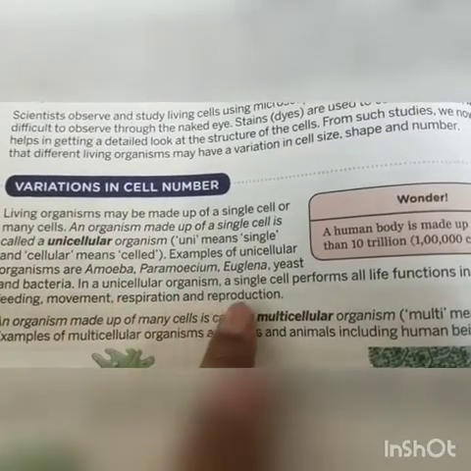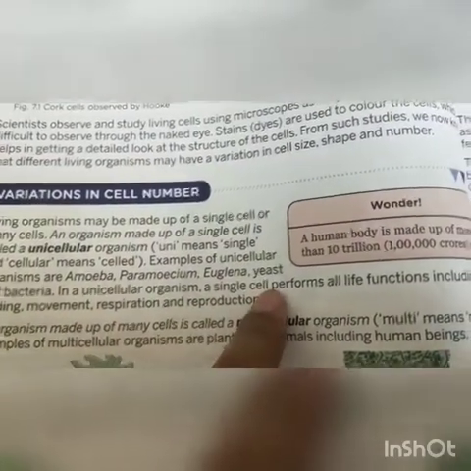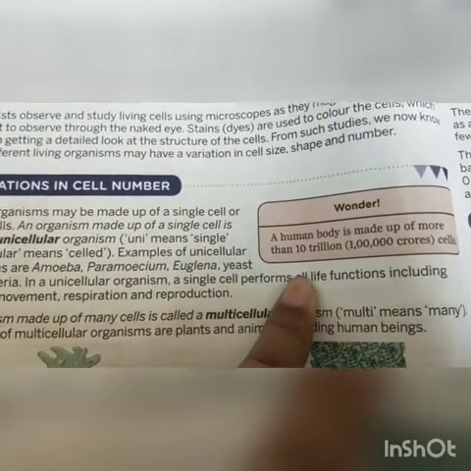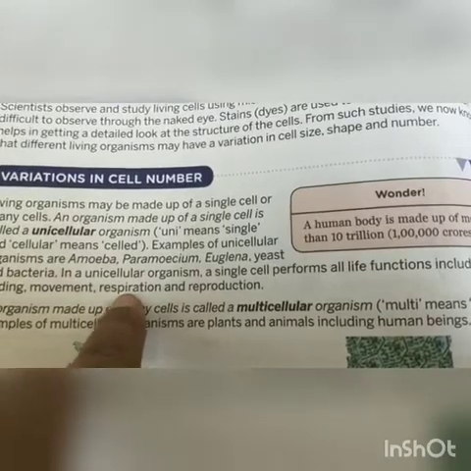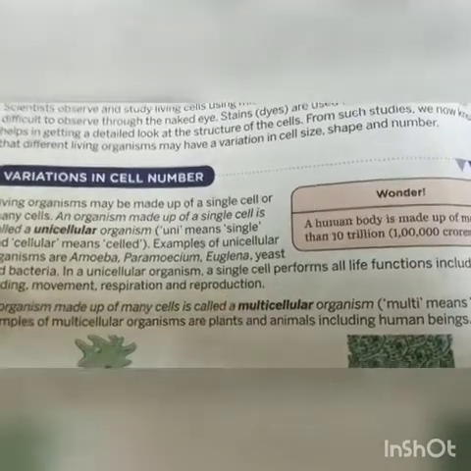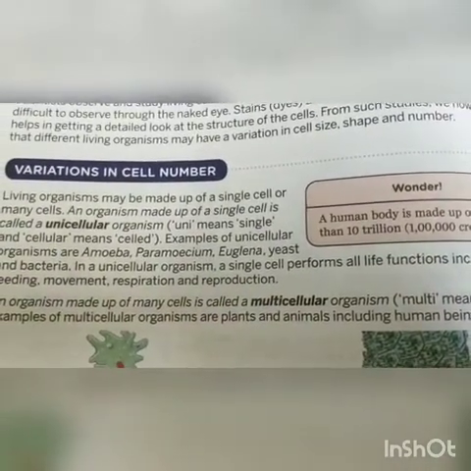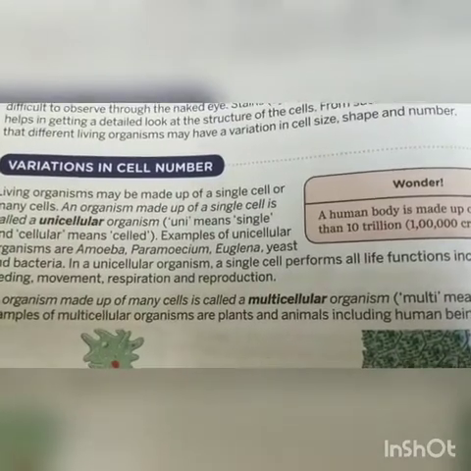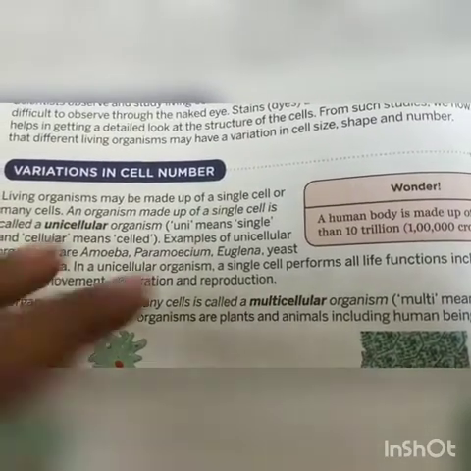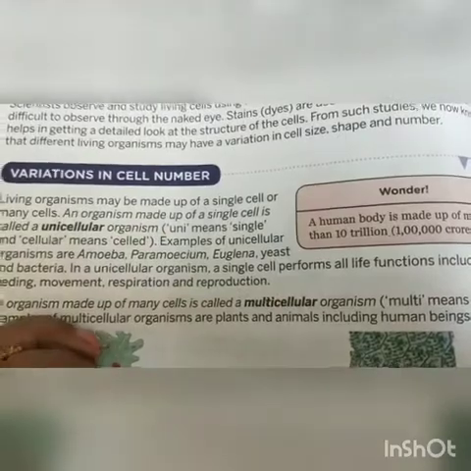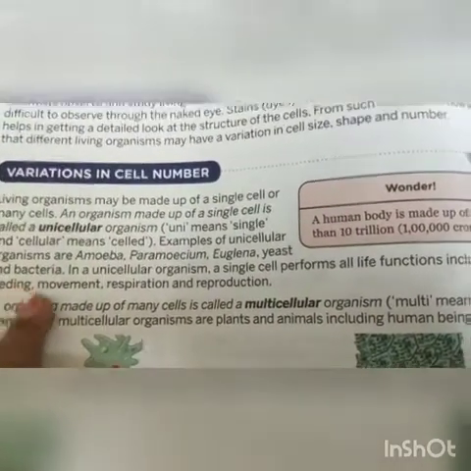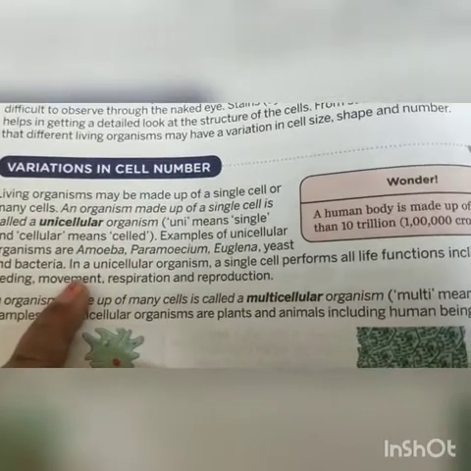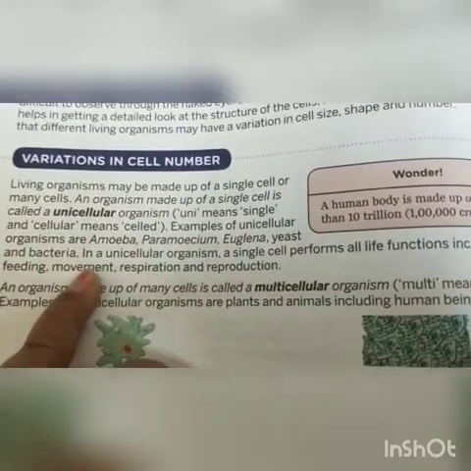In a unicellular organism, a single cell performs all life functions, including feeding, movement, respiration, and reproduction. So in a unicellular organism, what will happen? Only one single cell performs all the life functions. Life functions like feeding, meaning they take in food and digest the food, and movement, they will move from one place to another, or their parts will move.